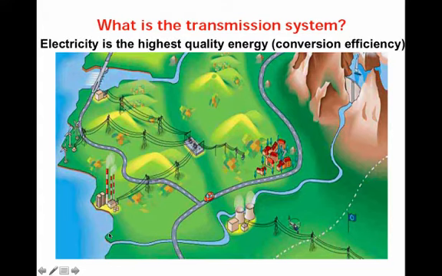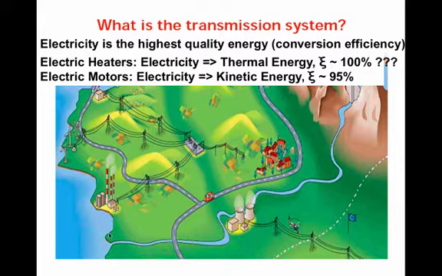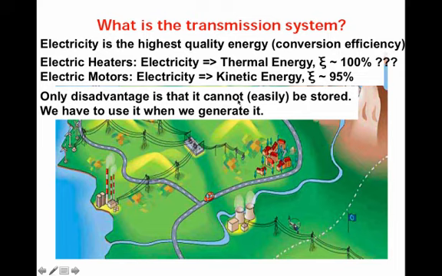Electricity is the highest quality energy by conversion efficiency. For instance, electric heaters can transform electricity to thermal energy with 100% efficiency because you can put the electric heater right in water, for instance. Electric motors can convert electricity to kinetic energy with 95% efficiency, sometimes better. So this is a great energy, but the disadvantage is it's not easily stored. It's not cheaply stored, so we have to use it when we generate it.